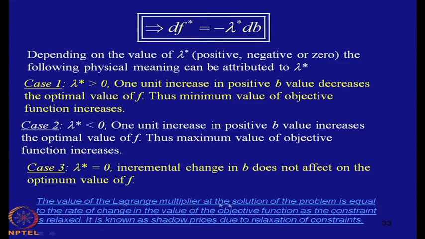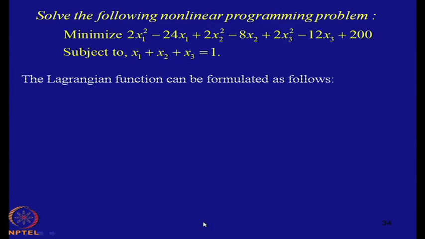If lambda star is negative, we will get the better gain in the maximization problem. Thus, in economics, this is the economic interpretation for the Lagrange multiplier. The value of the Lagrange multiplier at the optimal solution is equal to the rate of change of the value of the objective function as the constraint is relaxed, and thus it is named the shadow price due to the relaxation of the constraint. Now, this is the economic interpretation.